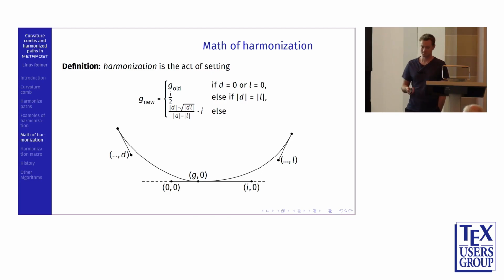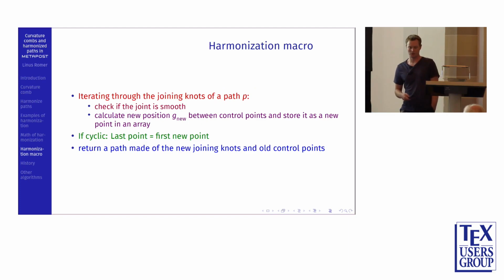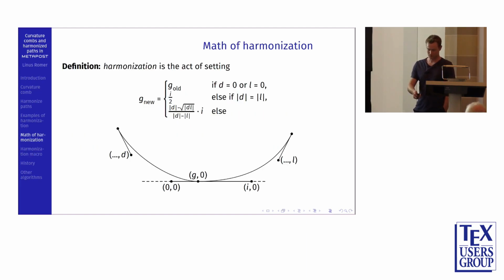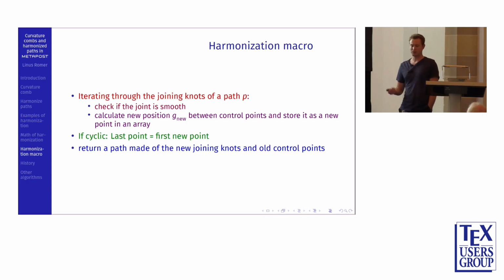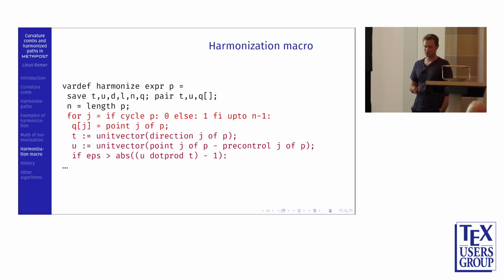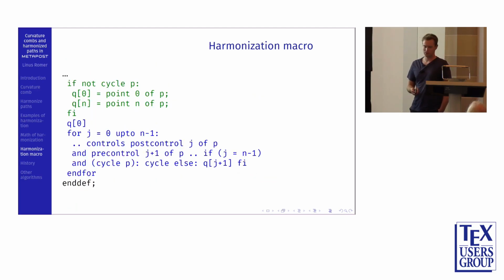And here is the macro for MetaPost. I iterate through the joining nodes of a path, then I check if the joint is smooth at all, so I only apply the change if it's smooth, then calculate the new position as described before with this formula. I also have to check if the path is cyclic, then the last point equals the first new point, and at the end I return a path that is made of these new joining nodes and the old control points. So this looks like this. Again, if you want to study it in detail, just look at the preprint.